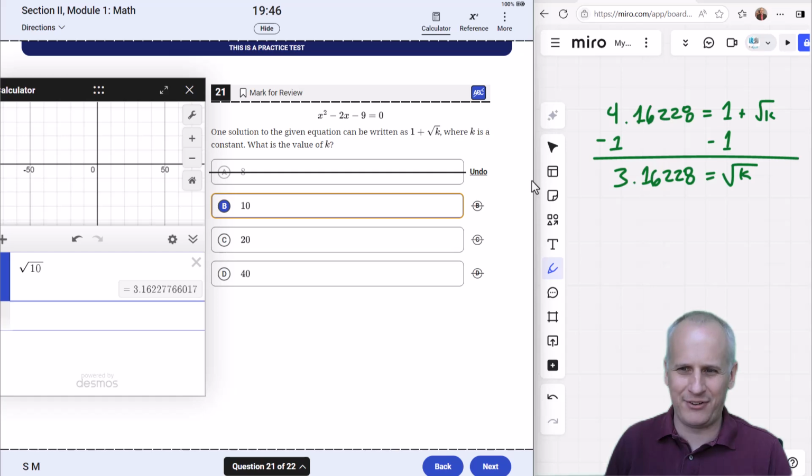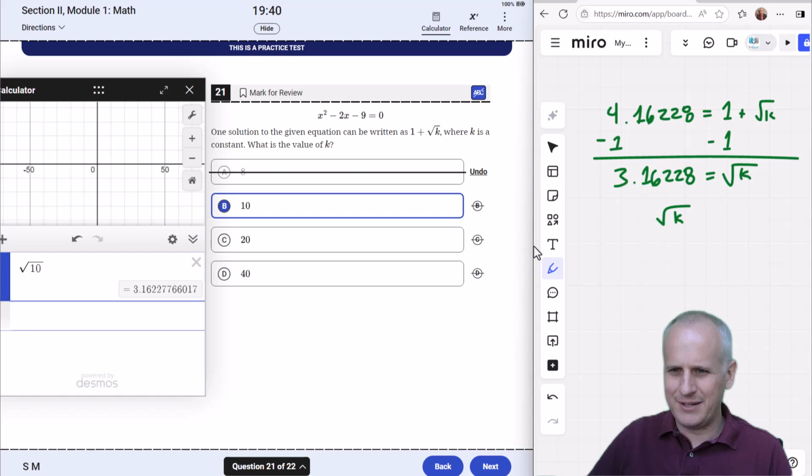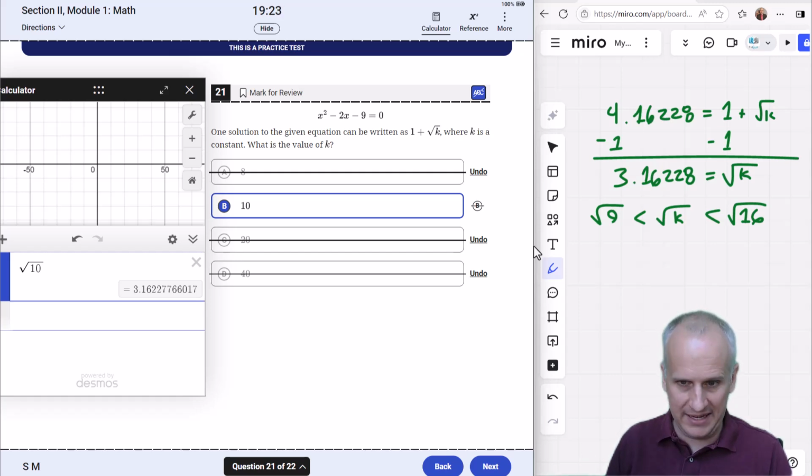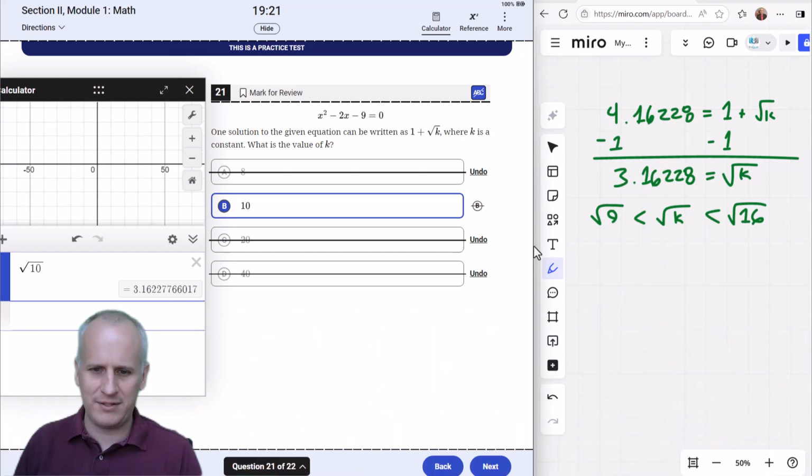Also, you might have been able to figure out that this square root of k in this structure here is going to be greater than the square root of 9, because that would be 3, but it's going to be less than the square root of 16, because that's going to be 4. So C and D are out, too. So look for those logical evaluation opportunities. I may not have even needed to plug this into the calculator. There are so many ways to work through these problems.